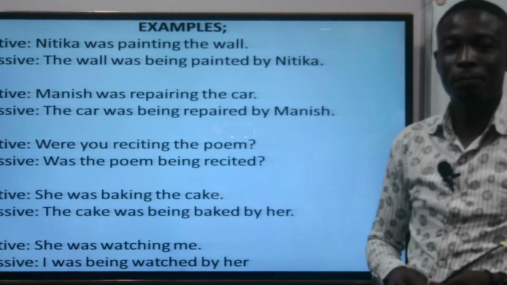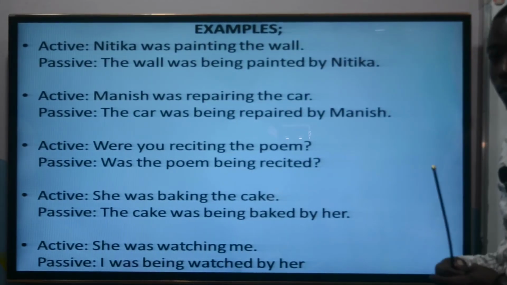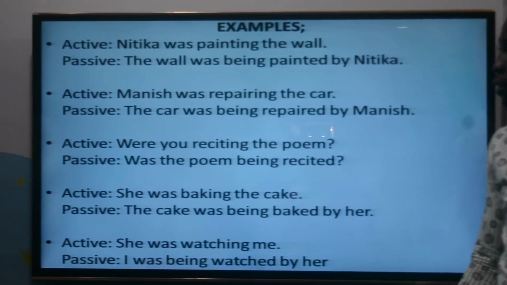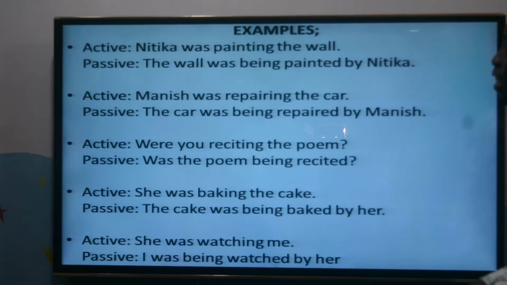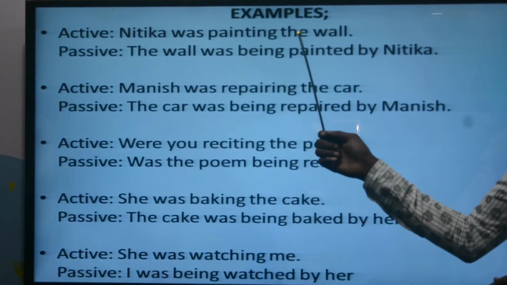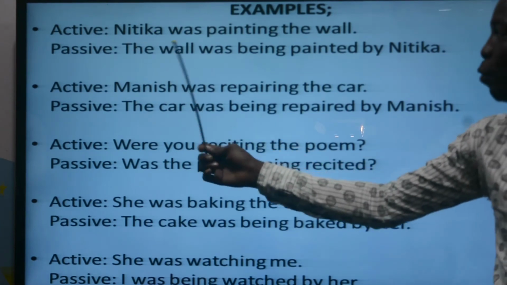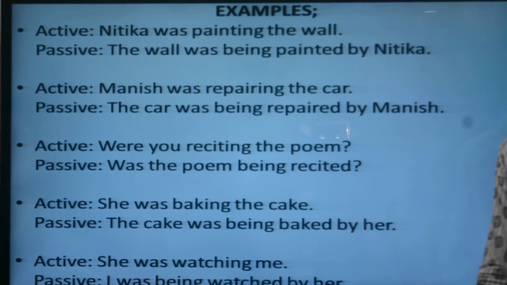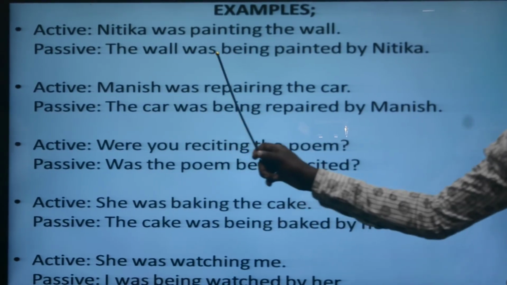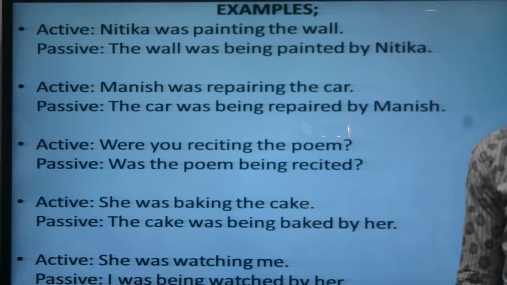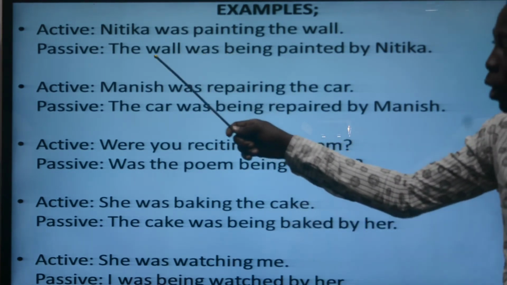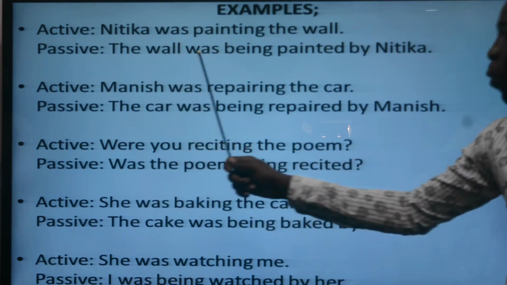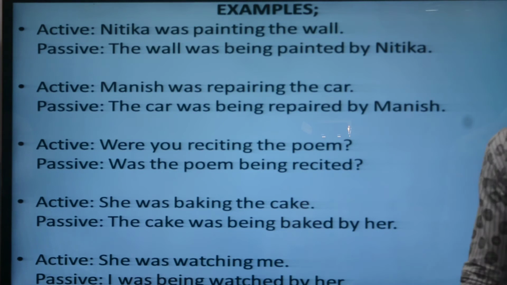All right. So example 1, that is a positive statement. In the active form, Nitika was painting the wall. In the passive voice, we have the wall was being painted by Nitika. We used was here because wall is singular.